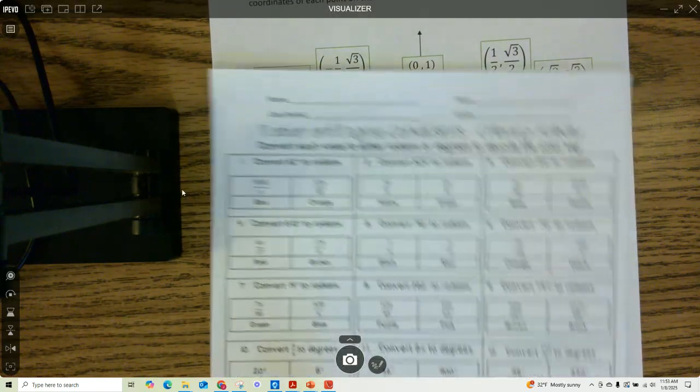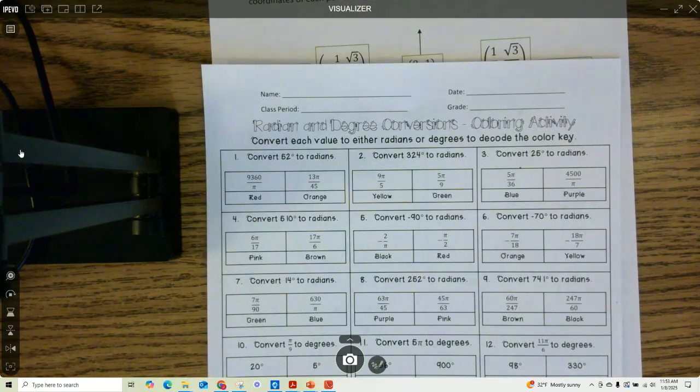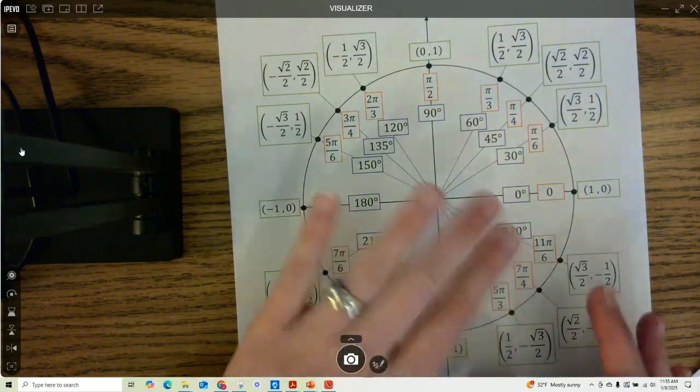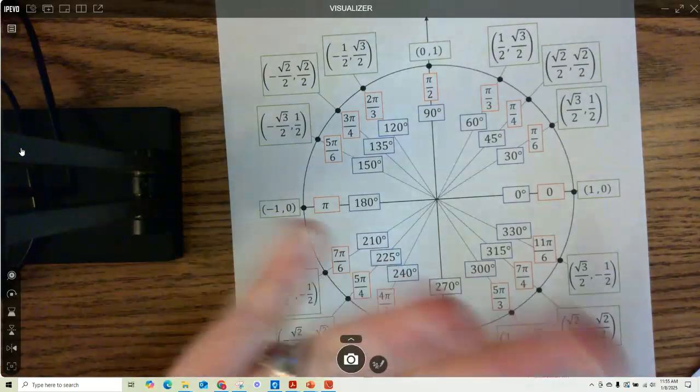This video is for the radian and degree conversions coloring activity. Okay, so radians and degrees. All we've done are degrees, right? So we're going to look at this unit circle so I can explain to you.